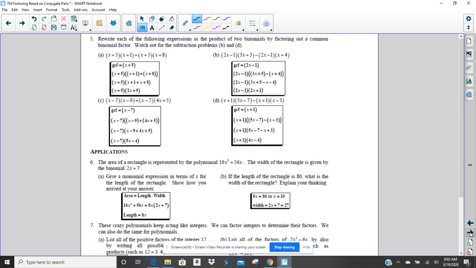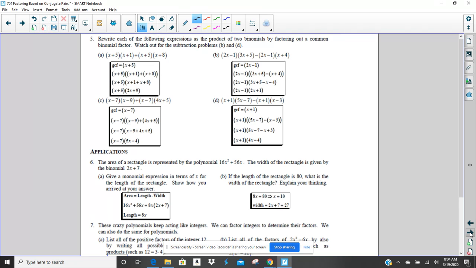The second page is kind of more of a puzzle. They want you to visualize that you can actually pull out a GCF binomial. So in questions A and C, they're both very similar. The greatest common factor in A is x plus 5, and in C it's x plus 5 and x minus 3.